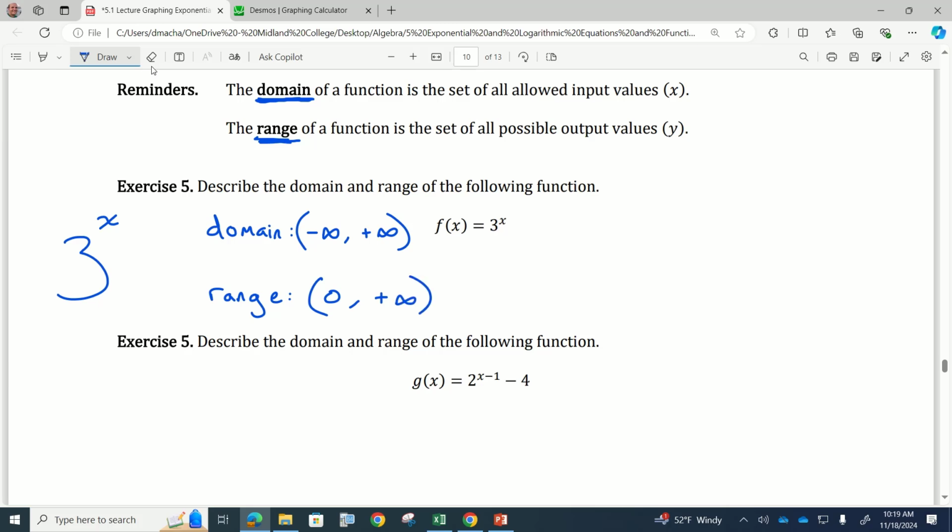Because no matter what I do, if I raise 3 to the 0 power, I get 1. If I raise 3 to a negative power, I get numbers between 0 and 1. But I can't ever get 0 when I do 3 raised to some power. Also, there's no way for me to get negative numbers, right? 3 raised to anything is still never going to give me a negative number. So the range is only the set of numbers between 0 and positive infinity.